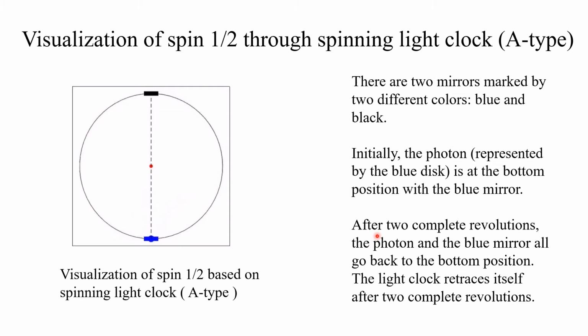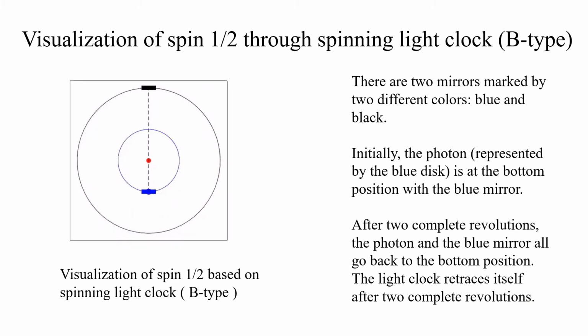Here we can see that after two complete revolutions, the photon and the blue mirror all go back to the bottom position. The light clock retraces itself after 2 complete revolutions. This is spin half.